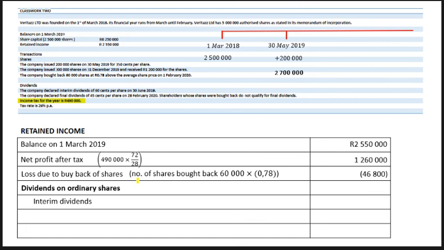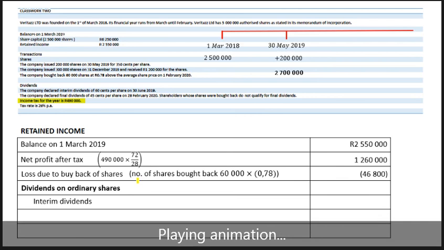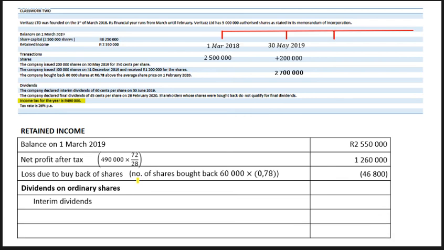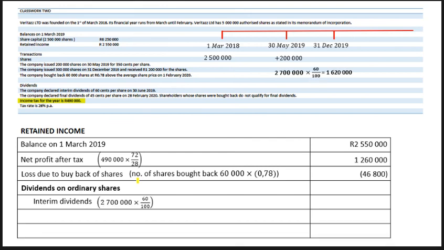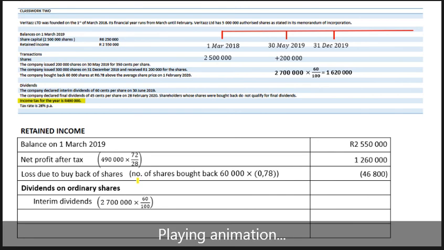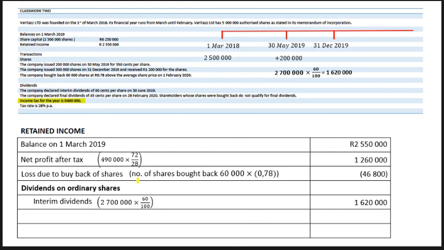But then when did we declare dividends? 30th of June. Meaning that on the 30th of June, how many shares would we have issued in total? It is 2,700,000. So you're going to just take that 2,700,000 and multiply it by your interim dividends rate. And your interim dividends rate here was how much? 60 divided by 100. It'll give you 1,620,000, and that will be your interim dividends, which is simply your 1,620,000 rand.